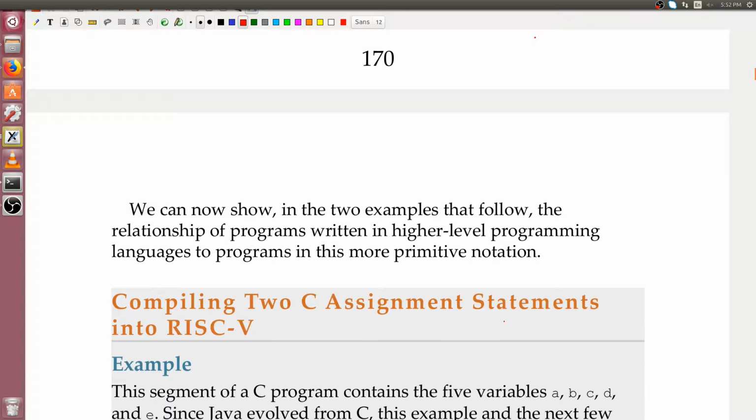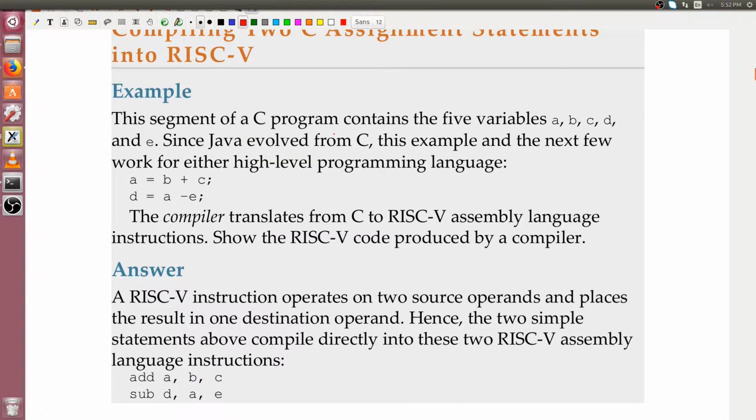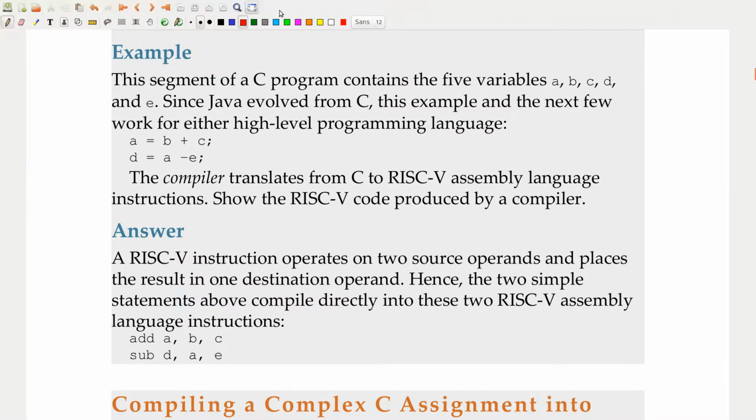So let's see. Compiling C assignment statements into RISC-V. Okay. Let's see how easy this is. So we'll notice that this is very simple for basic arithmetic. If we have simple C statements, assuming these are already initialized, we have A equals B plus C and D equals A plus E.